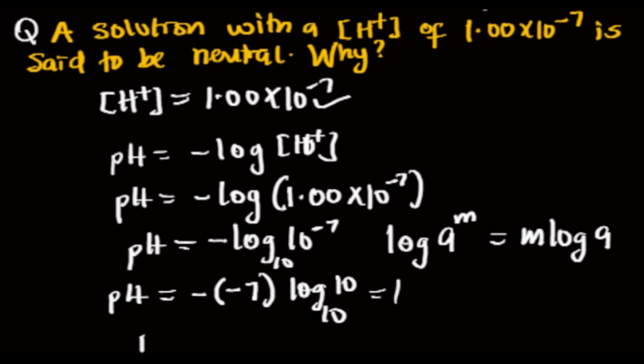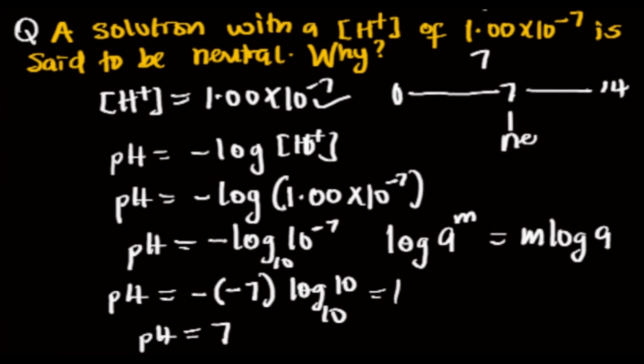So everything here is 1. In that case, I'm going to have pH equal to minus multiplied by minus is actually plus, then I'm going to have 7. So the pH is 7. Now the pH of a neutral solution is always 7 according to the pH scale, which ranges from 0 to 7, then from 7 to 14. So this 7 indicates a neutral. So any solution with the pH of 7 is actually a neutral solution. So according to this question, the reason why the solution is neutral is because the pH is 7, right? So any solution that has the pH of 7 is said to be a neutral solution.